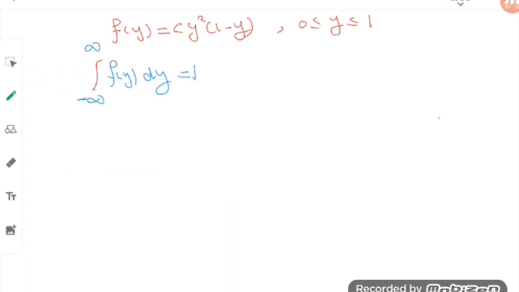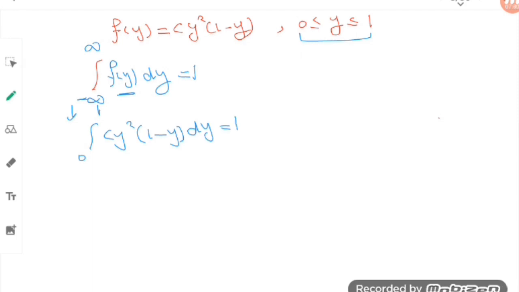This is the concept of the probability density function. Then we have this PDF is 0 other than the range from 0 to 1. So this integral will be from 0 to 1. Then we'll substitute with the value of the PDF: the integral of c y squared (1 minus y) dy equals 1.